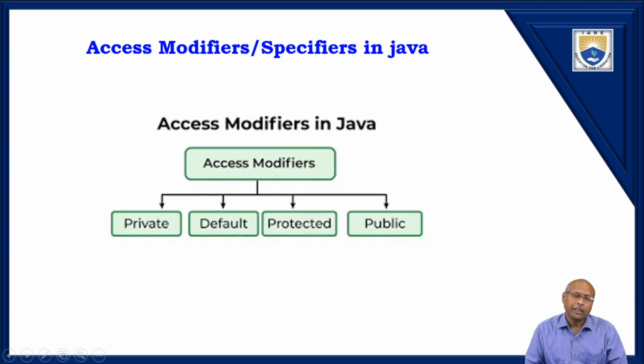Access modifiers are also known as access specifiers. These access modifiers are generally in these four categories: private, default, protected, and public. So while writing your Java program, some elements, means the variables or the methods, may be under the private or default or protected or public category. So these are the four important types of access modifiers.